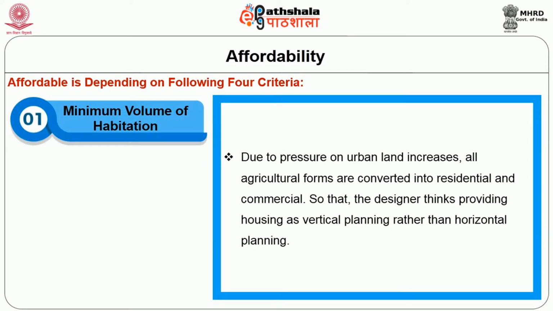The first one is the minimum volume of habitation. As pressure on urban land increases, all agricultural land is converted into residential and commercial use, so the designer thinks of providing housing as vertical planning rather than horizontal planning.